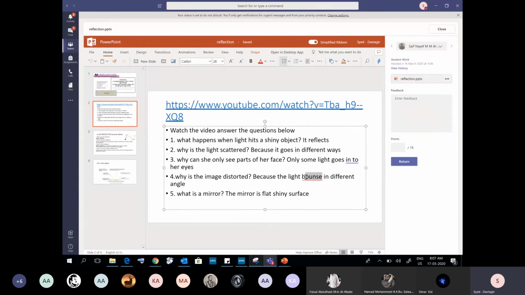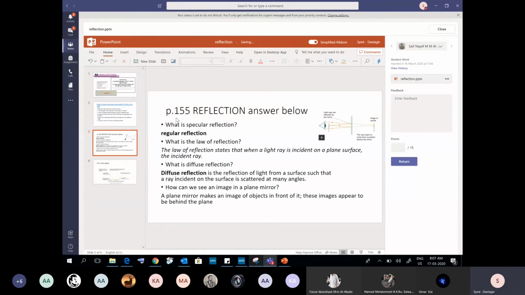Okay, so incorrect spelling there. That's the correct one. So what is a mirror? A mirror is a flat, shiny surface. Very good. And then there were questions on page 155. So what is specular reflection? It's a regular reflection, so a normal one. What is the law of reflection?